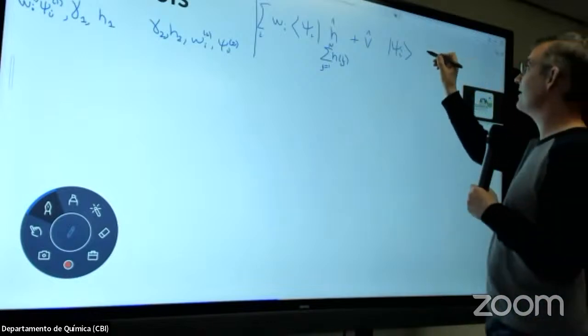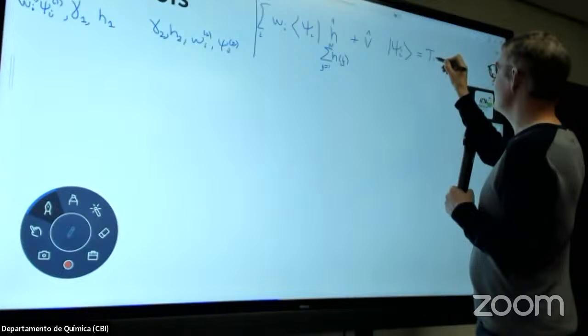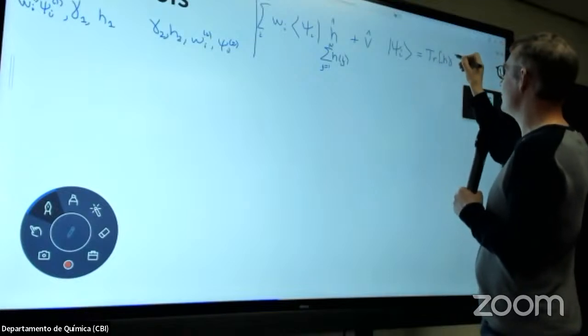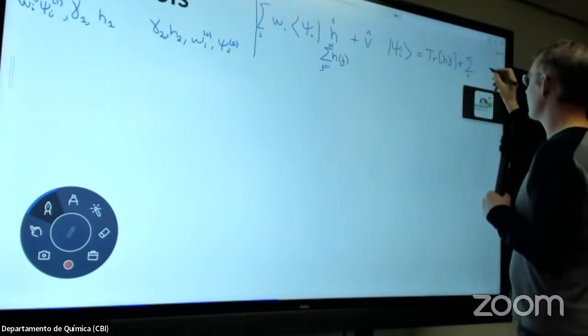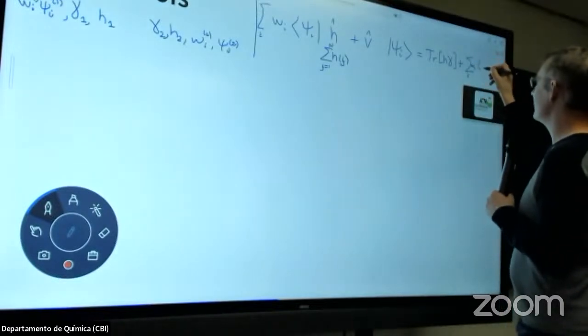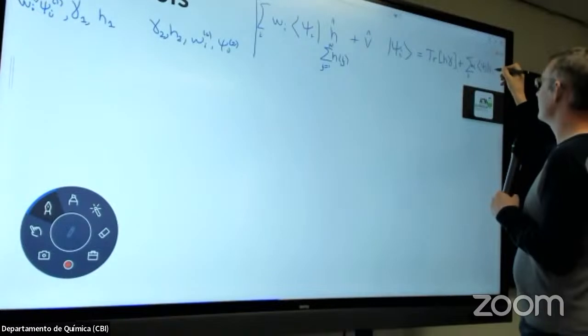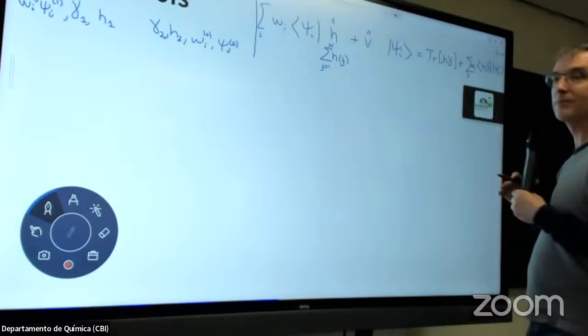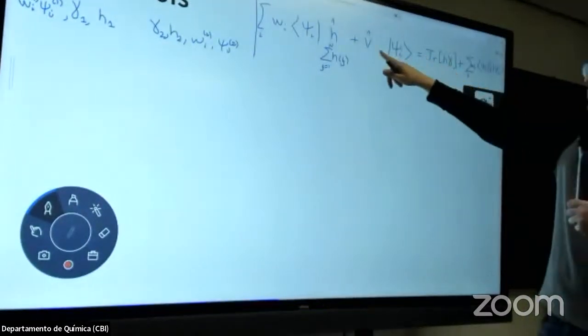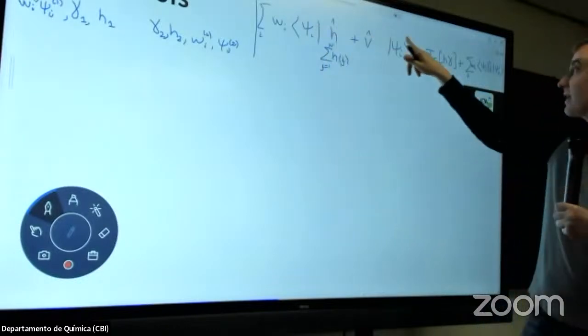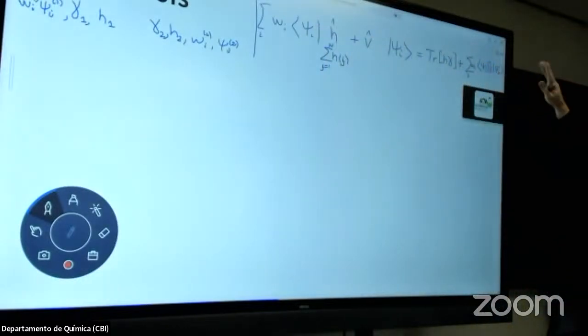Okay, and this is equal to the trace of H times gamma plus the sum over I, WI, psi I, like this. So all I did is say the one body part I can write in terms of the one body density matrix. I could have written this in terms of the two body density matrix, but I'm not going to bother.